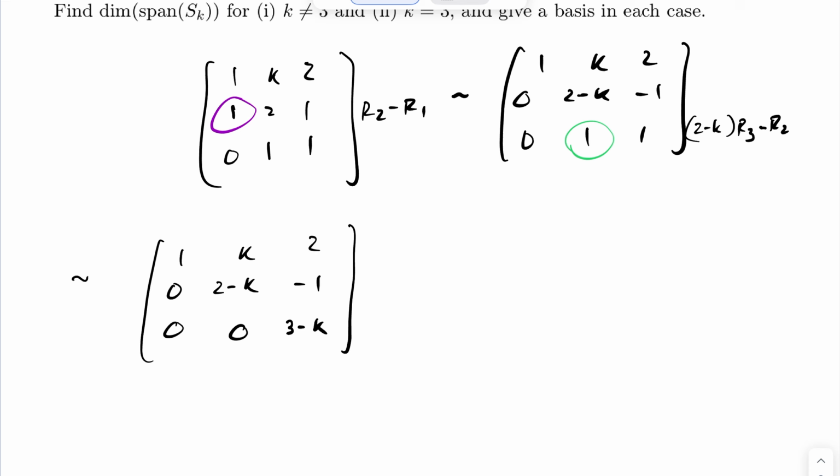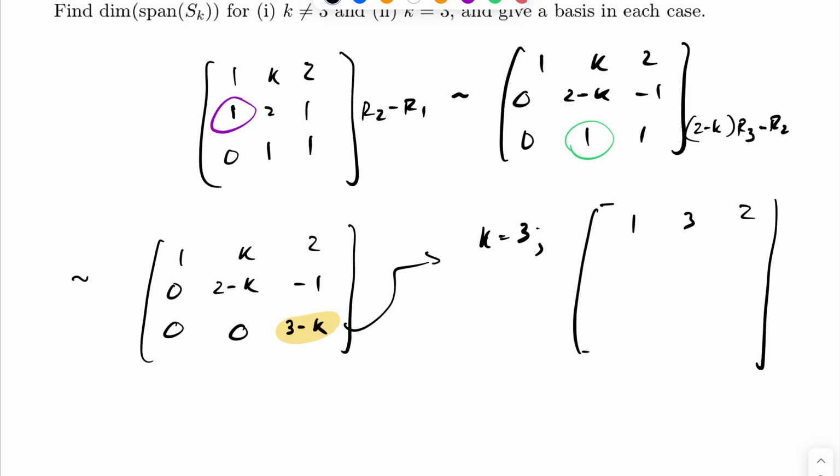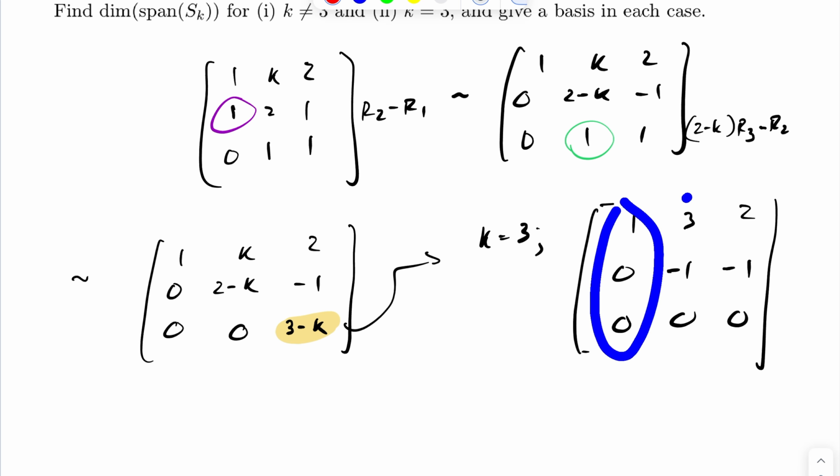Now, if we take a look at this situation here, if this entry here were to be 0, you can see here if k were to equal 3, then this matrix would be 1, 3, 2, 0, -1, -1, 0, 0, 0. And if I want to go ahead and solve this here, we could quickly see that in this case here, the first two vectors are linearly independent, and this third vector is a combination.